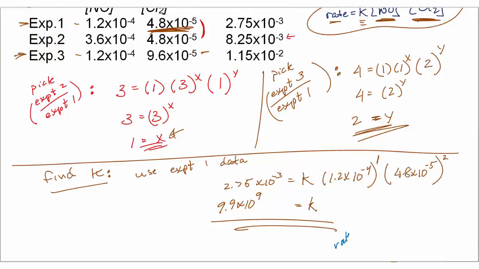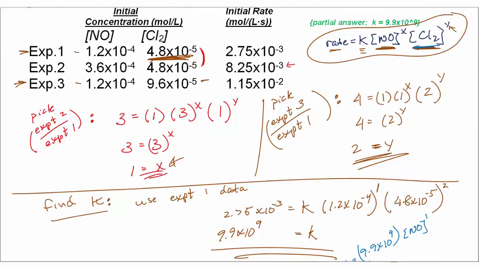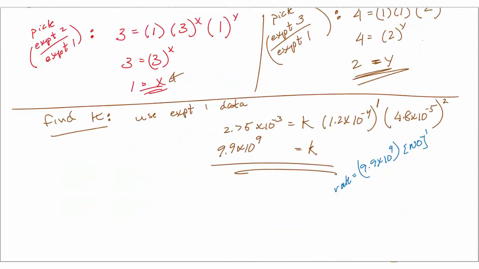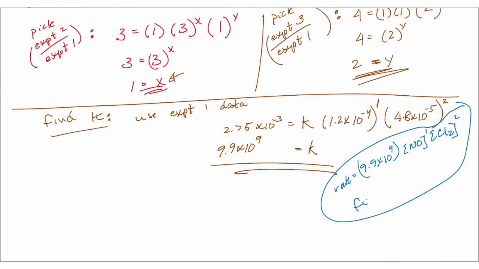Rate equals 9.9 times 10 to the 9th times the concentration of NO raised to the 1, right? And then chlorine raised to the y, and we said y was 2. There's our final answer. Okay.